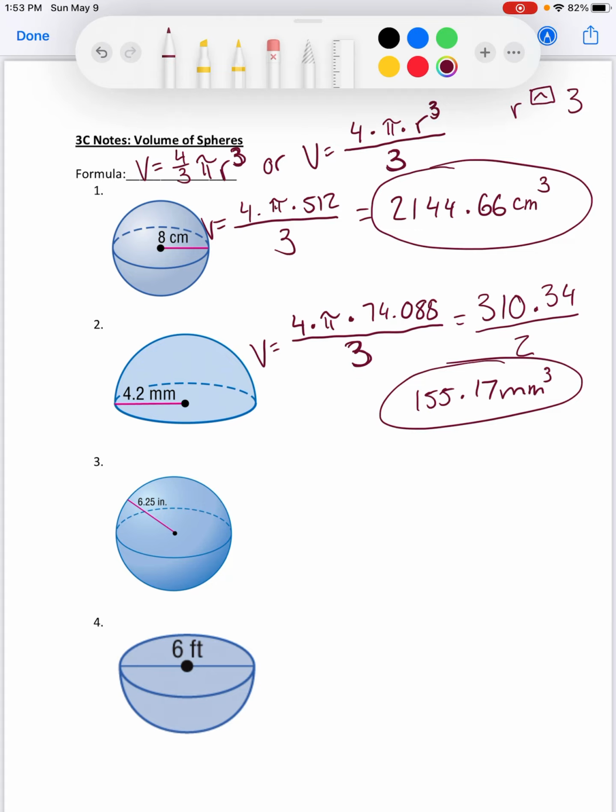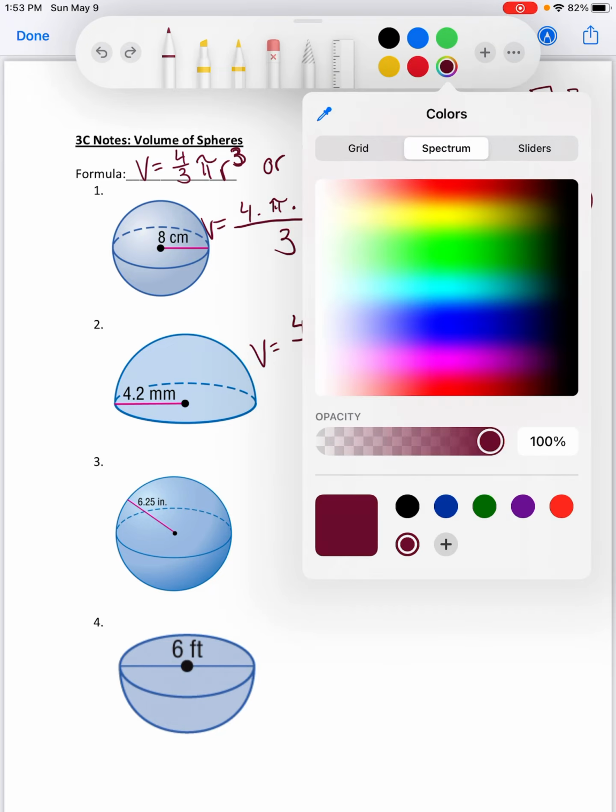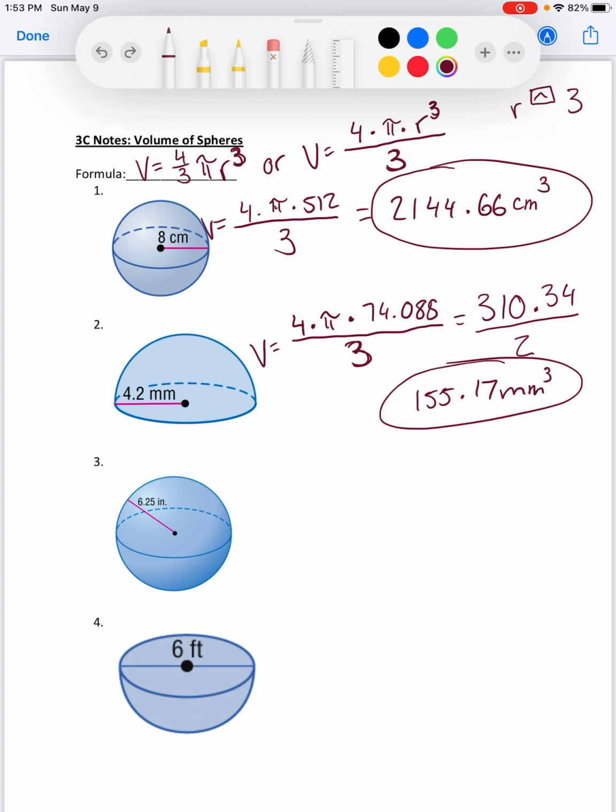And theoretically, if we wanted to, instead of dividing by 3, then dividing by 2, if we were dealing with a hemisphere, we could just say we'll divide by 6 off the jump. But if that doesn't work in your brain, you can always do it the way we've just done this previous one, dividing by 3, then dividing by 2. So let's look at our next one.